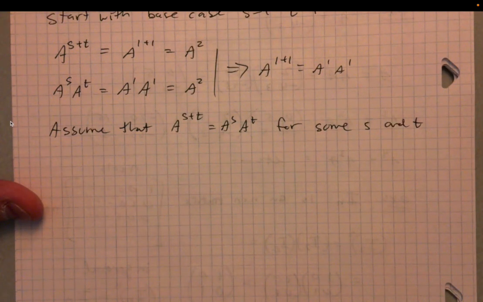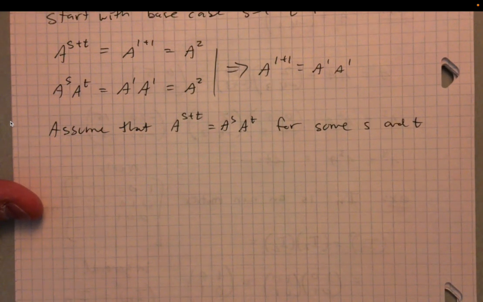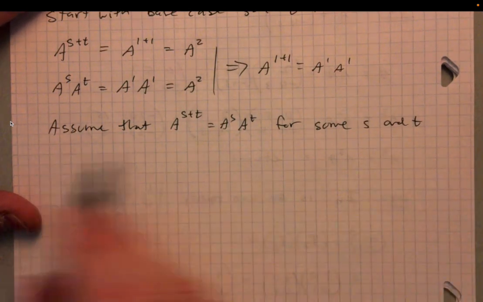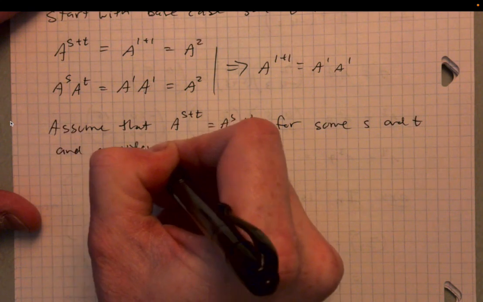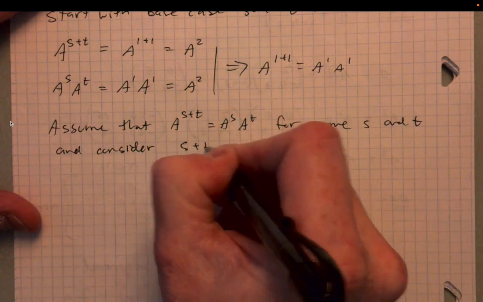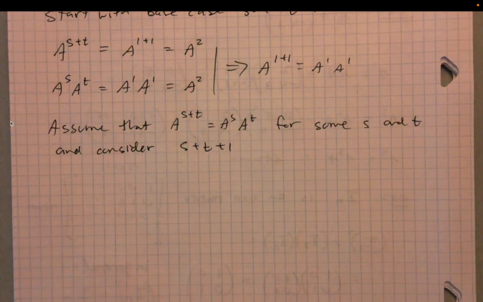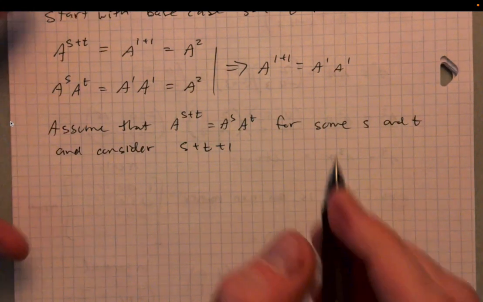Where s is greater than or equal to 1 and t is greater than or equal to 1, for some s and t, and let's consider s plus t plus 1. Let's consider the next one, adding one more. What happens? The fact that it's true for s and t implies that it's true for s and t plus 1. Easy enough to do.